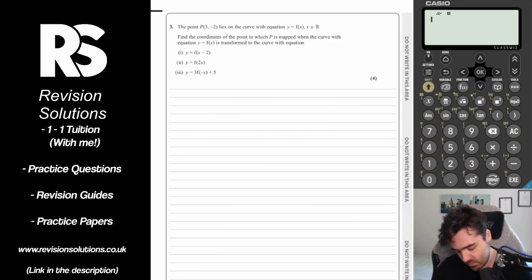Okay, so for part 1, that's straightforward. That's just going to translate the x coordinates. So 3 minus 2, we're just going to add 2 to the x coordinates. So that's going to become 5 minus 2.